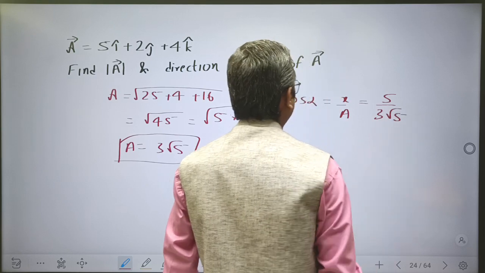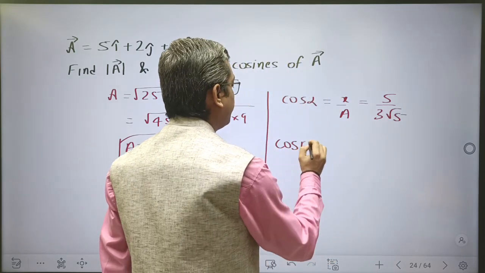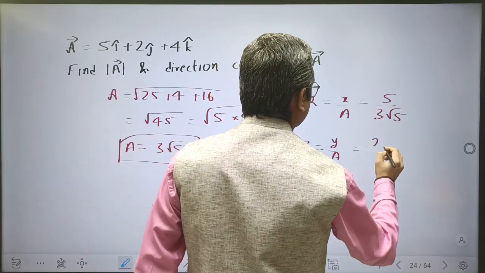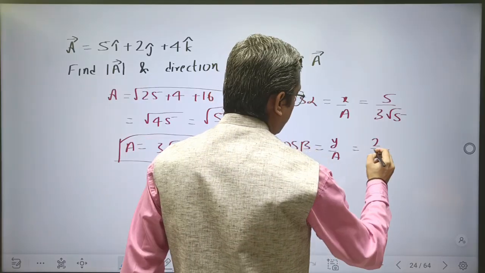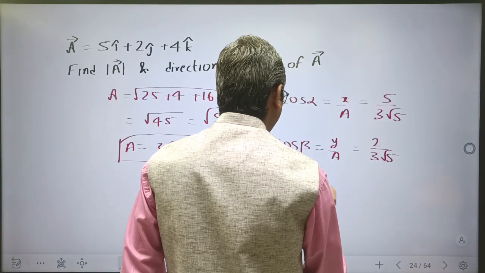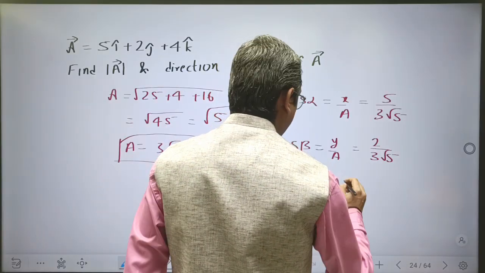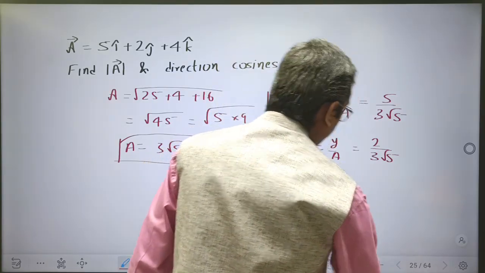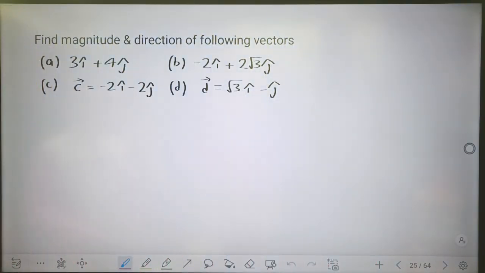5 by 3 root 5. Cos beta, that is y by A. This is given by 2 by 3 root 5, and cos gamma, this is z by A, that is 4 by 3 root 5, isn't it?